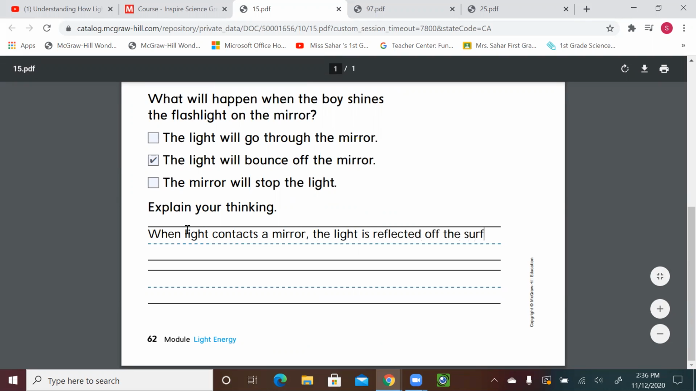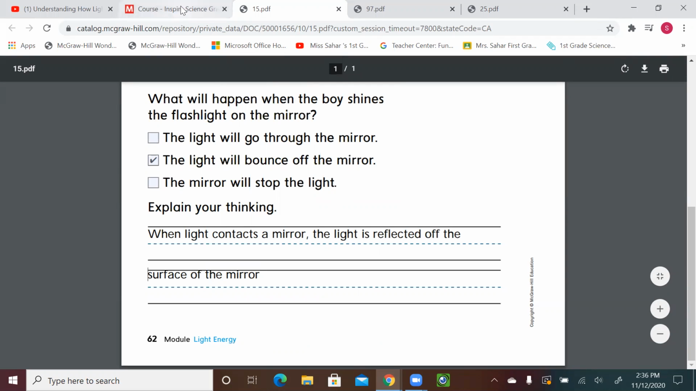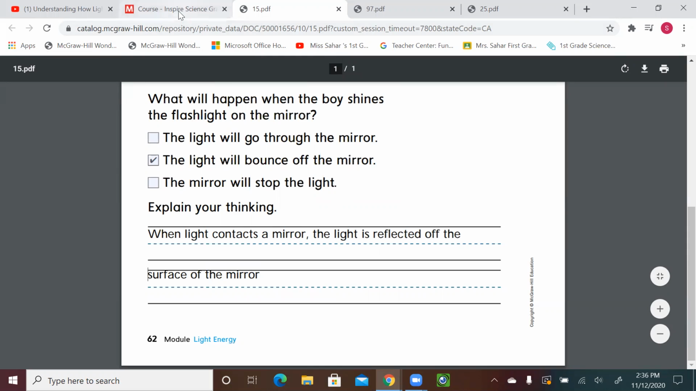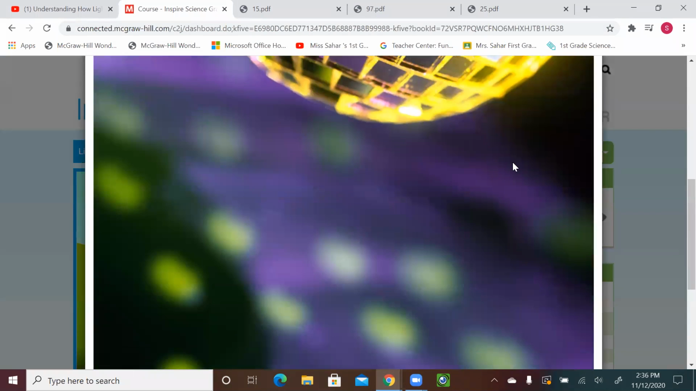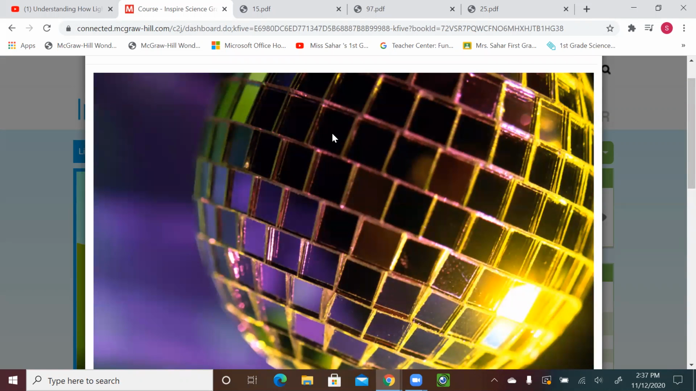The surface of this mirror. All right. Okay, this will help you to see it. So this is a mirror ball. And as you see, that light shining and reflecting back.